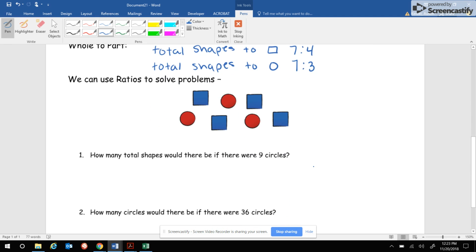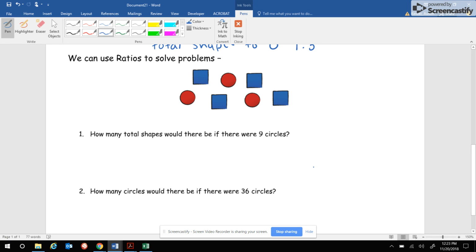We can also use ratios to solve problems. They're very similar to equivalent fractions, and that's a concept that we're going to be using a lot. Number 1 says, how many total shapes would there be if there were 9 circles? Well, we know that for every 3 circles, we have 7 total shapes. So I just wrote a part to whole ratio. And it's asking me if there were 9 circles instead of 3, how many total shapes would there be?